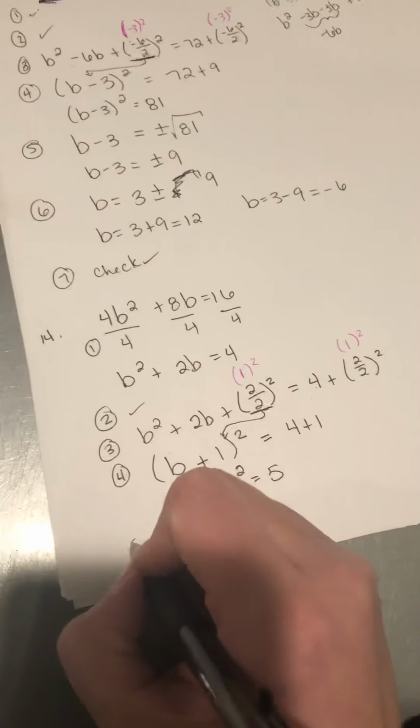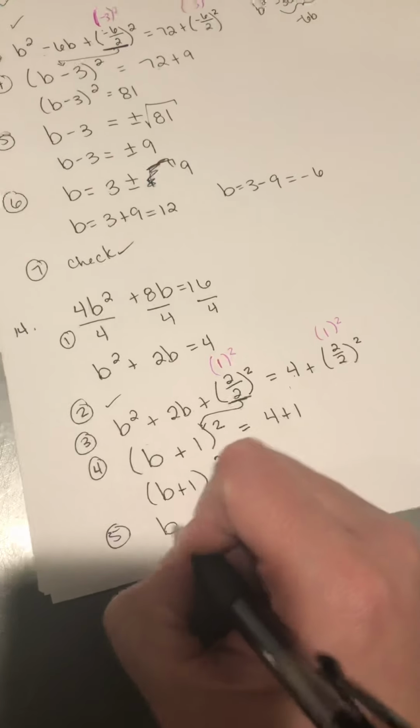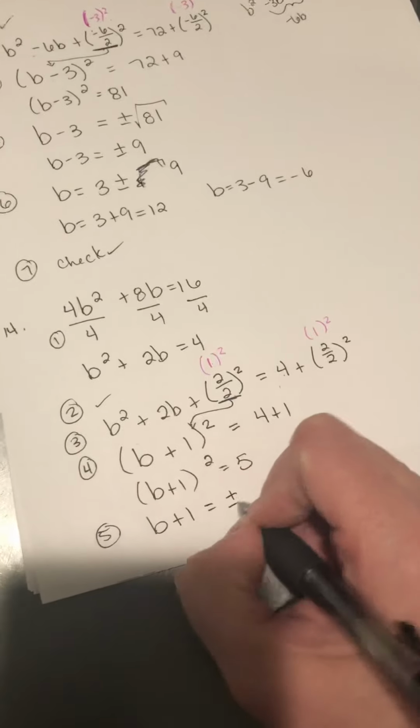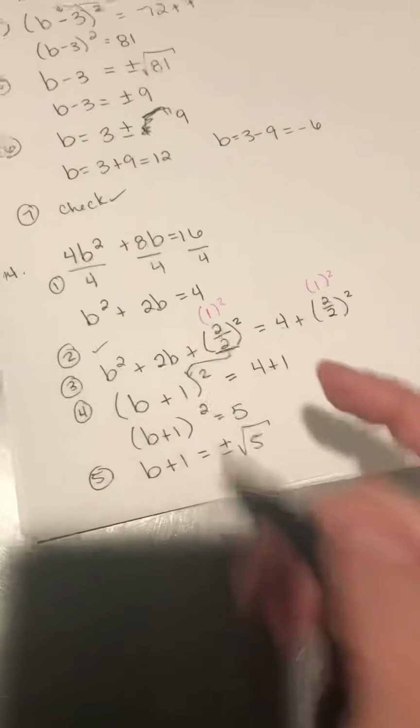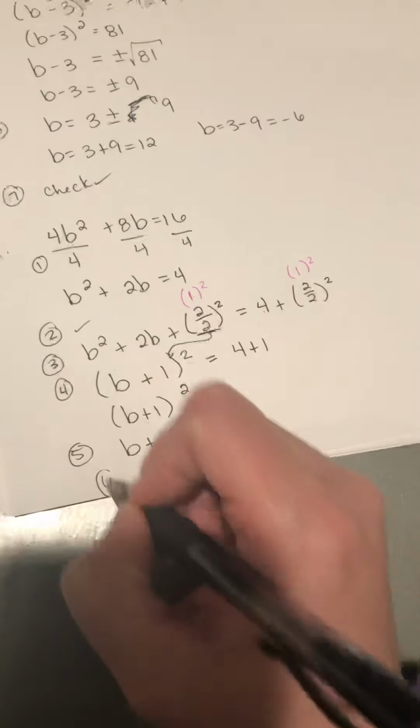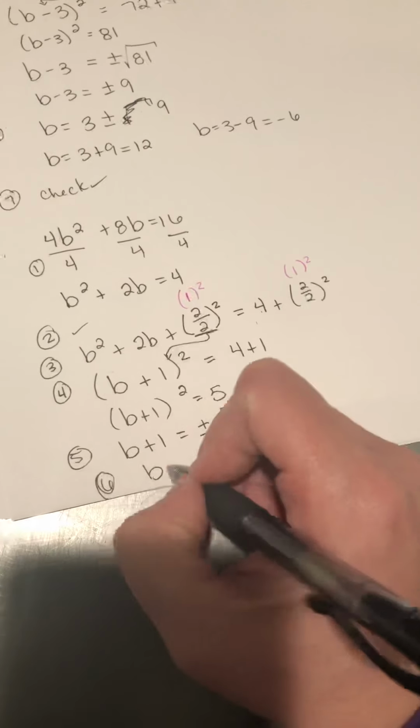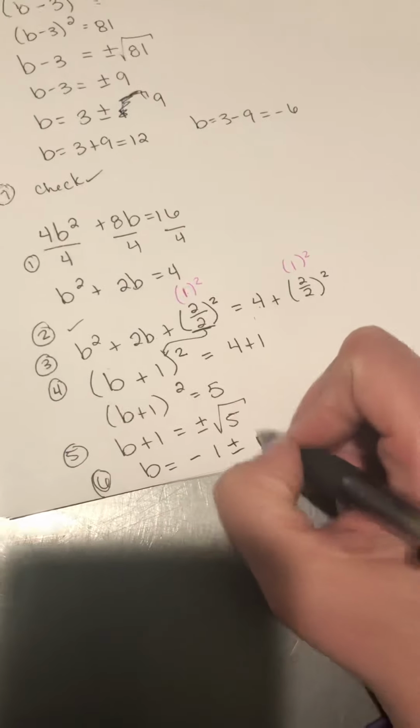So now I'll take the square root of both sides. So I have b plus 1 is equal to this plus or minus the square root. Always don't forget to do plus or minus. And then solve. So I'm going to subtract 1. So b is negative 1 plus or minus square root of 5.